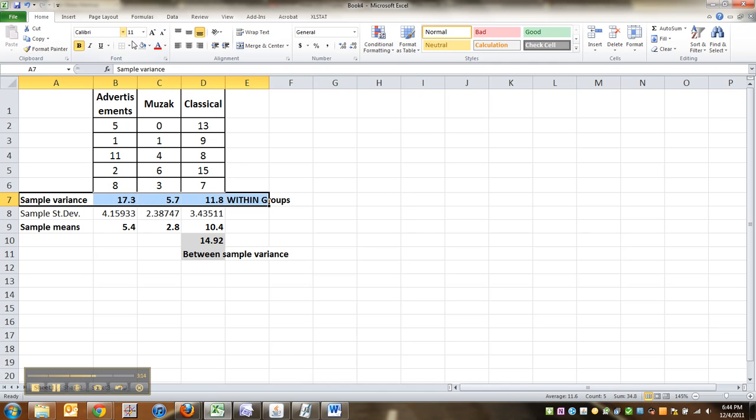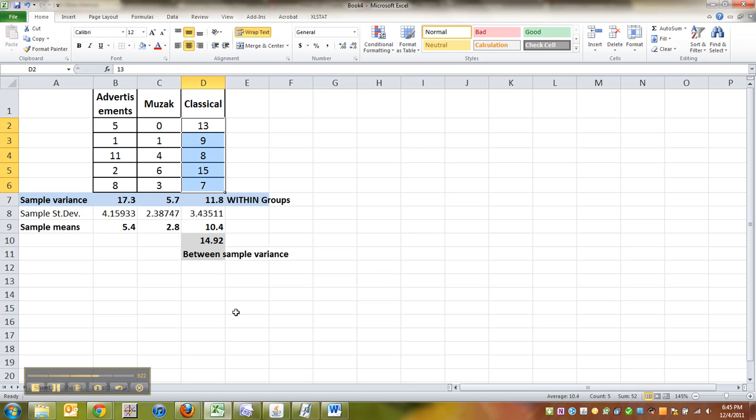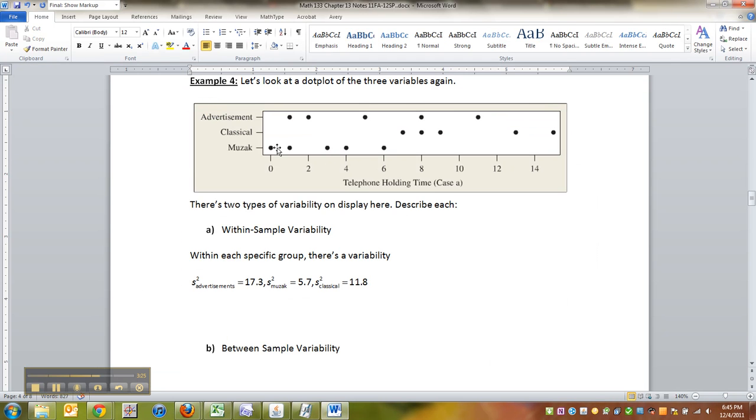This is talking about, let me give it a different color. Okay, so the blue thing is talking about this group to this group to this group. What were their variances? So if you look at the picture, it's saying, okay, pretend all the other dots aren't there and just look at Muzak. Muzak has a variance of 5.7. Classical, these 5 dots, have a variance of 11.8. But the next one is saying how far apart, or how varied, between the groups, how varied are the sample means.